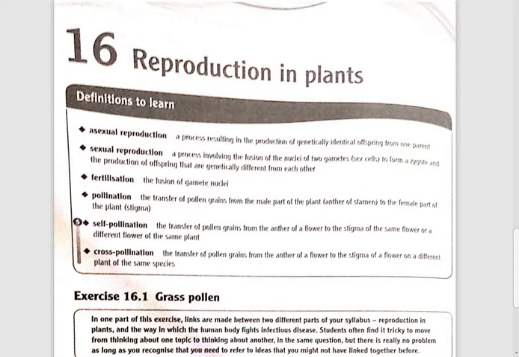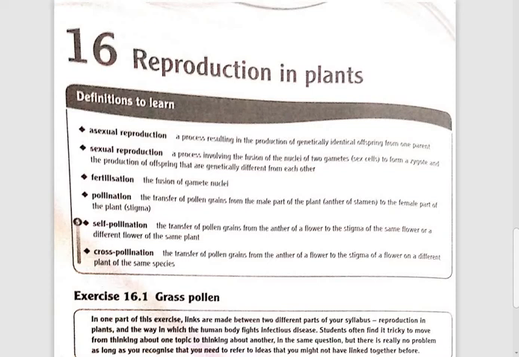So chapter number 16, these are the important definitions you have to learn, and these are still included in your syllabus. The first one is asexual reproduction: a process resulting in the production of genetically identical offspring from one parent. The next one, sexual reproduction, is a process involving the fusion of the nuclei of two gametes to form a zygote. Gametes refer to the sex cells, the male and the female ones, the egg and the sperm, to form a zygote, and the production of the offspring from those egg and sperm. And that offspring is obviously genetically different from each other.